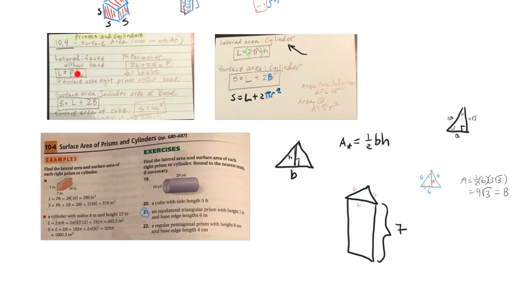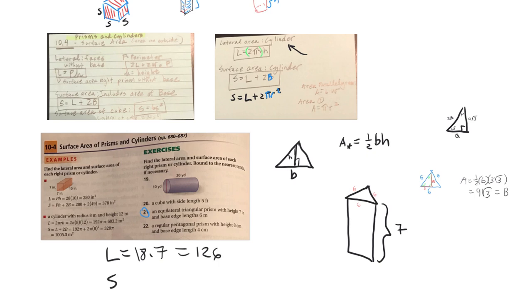The lateral area is nothing more than the perimeter of the base, which is 6 plus 6 plus 6, which is 18, times the height of the whole thing. The height of the whole thing is 7. So therefore, the lateral area is going to be 18 times 7, aka 70 plus 56, aka 126. So that's the lateral area.